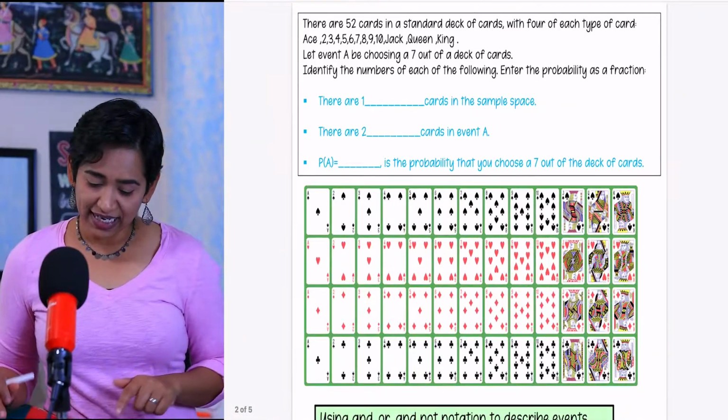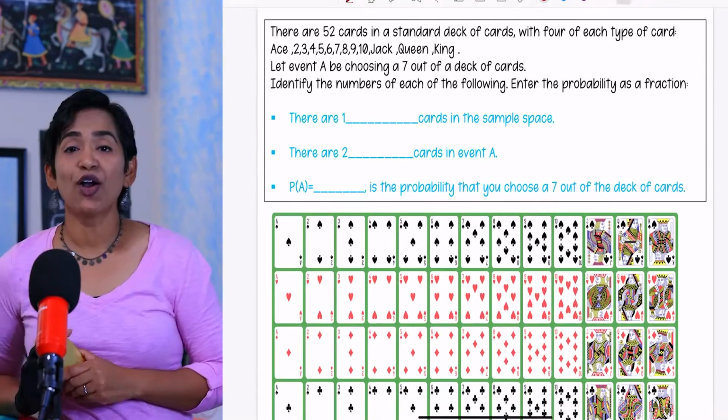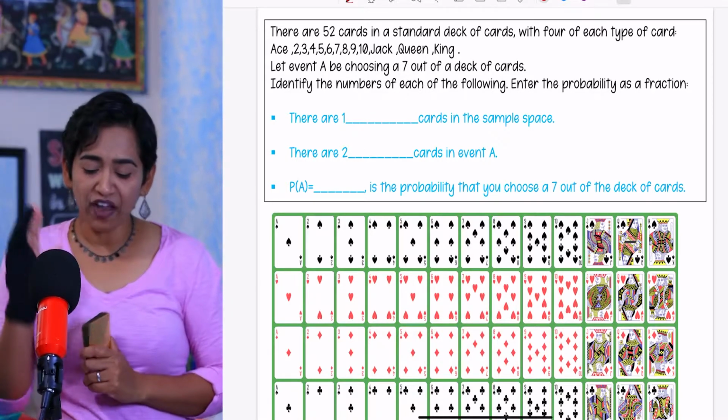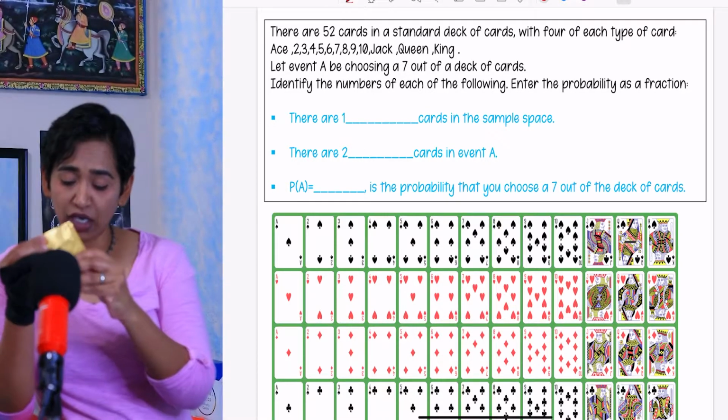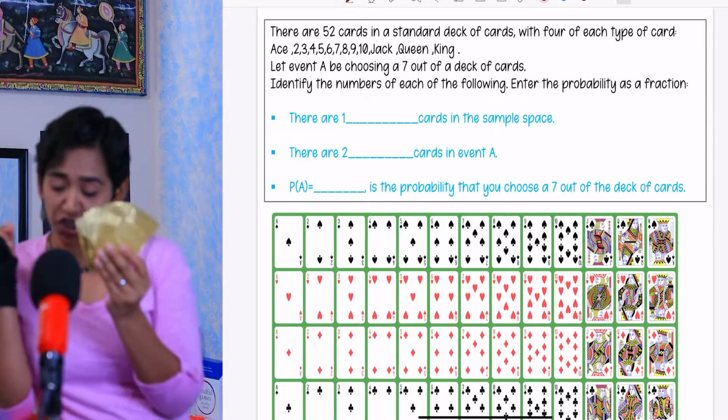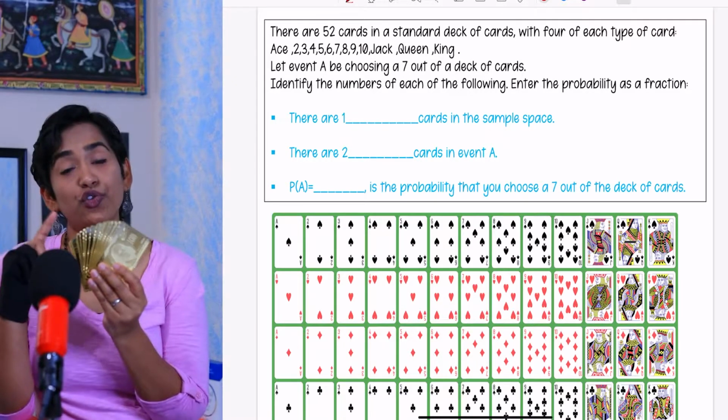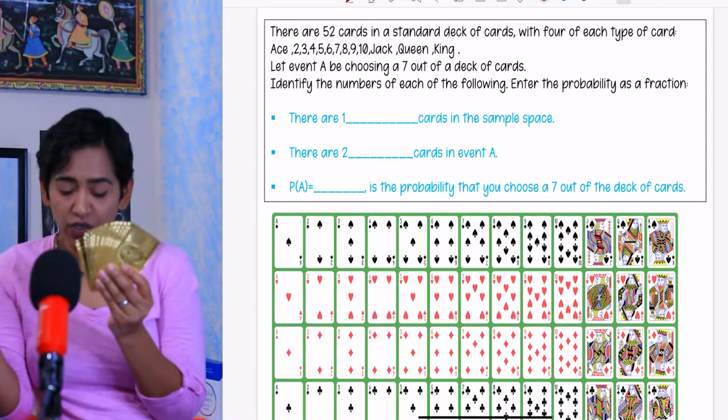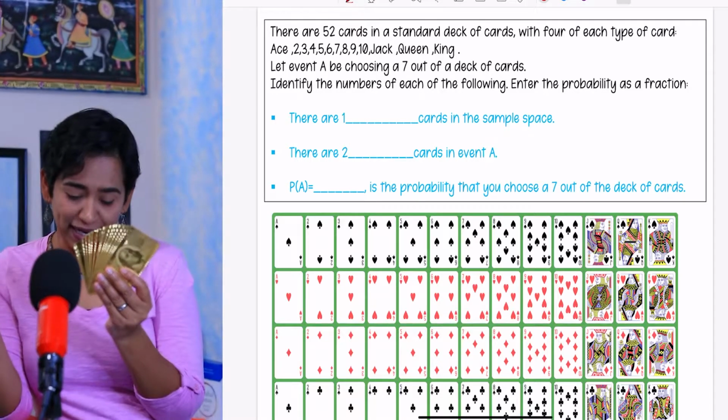Now let's go ahead and take a look at the next set of problems. All right, let's take a look at the next problem. There are 52 cards in a standard deck of cards with 4 of each type, right? I have ace, 2, 3, 4, 5, so on and so forth. I have jack, queen, king.